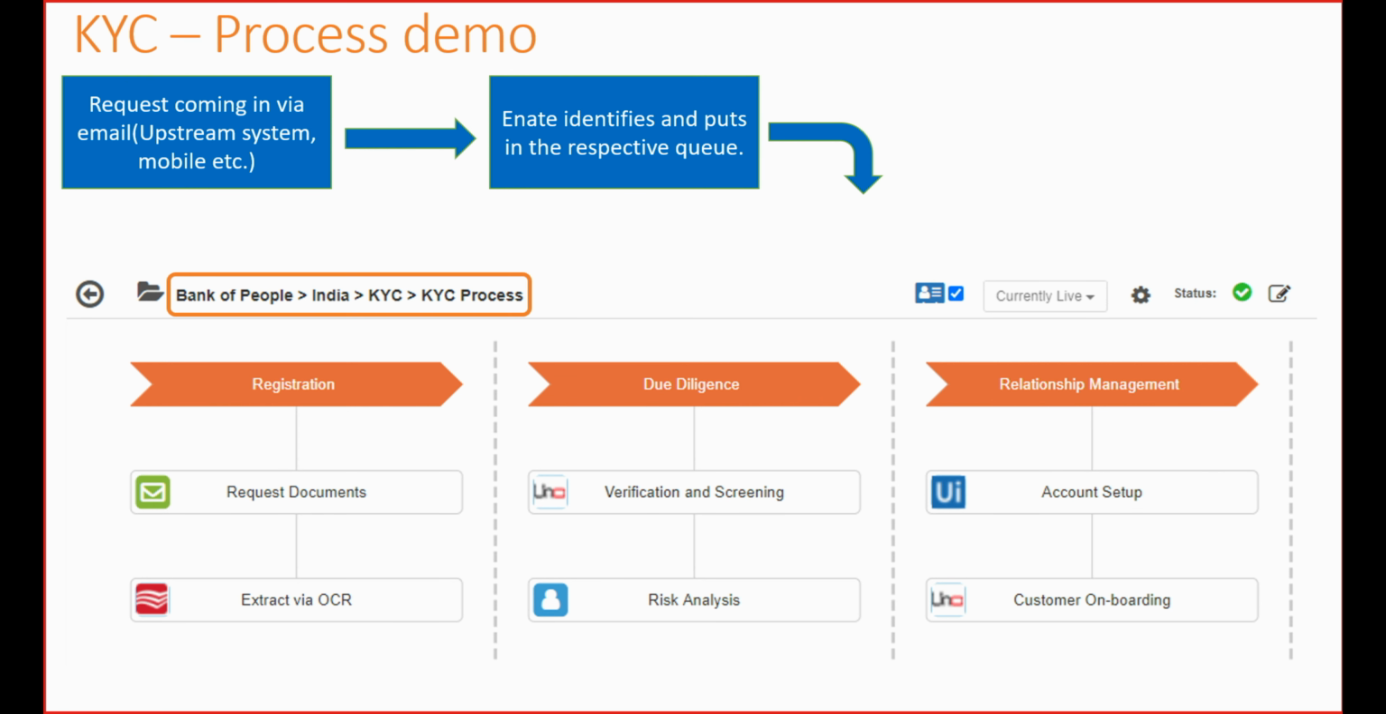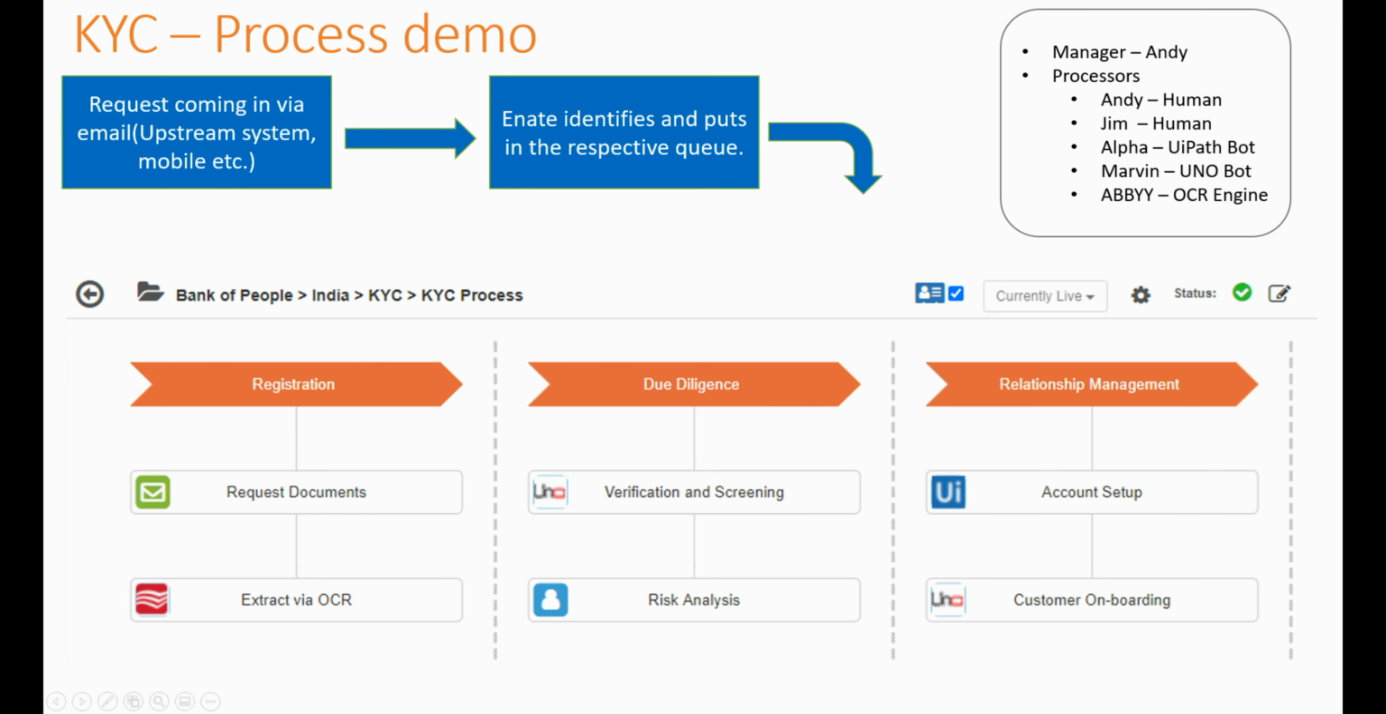In this demo, we take you through a simplified KYC process for the India region of Bank of People, where a customer raises a request through an email. In this demo, we have 5 actors. Andy is a processor and a team manager. Jim, a human team member. Digital workers in the team are Alpha, a UiPath bot, Marvin, an Uno bot, and Abby, an OCR engine. These digital workers work alongside Andy and Jim to deliver various tasks along the end-to-end service cycle.